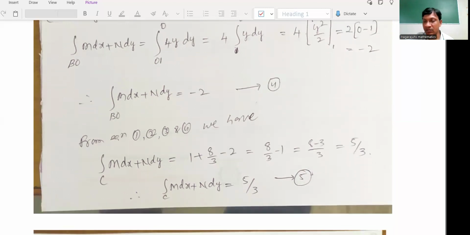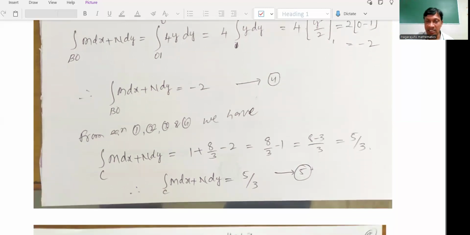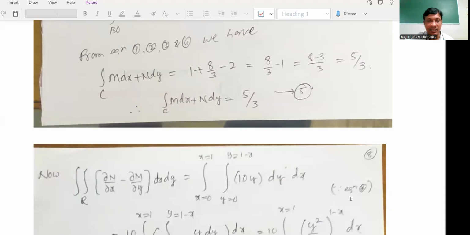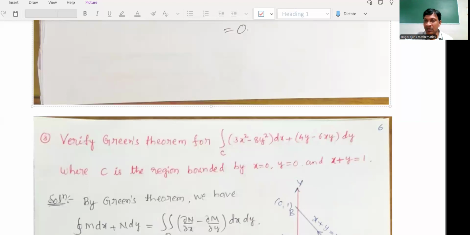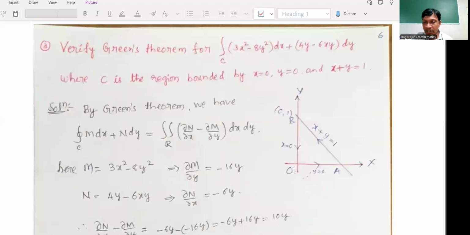So next we have to check the right side condition of the Green's theorem. Now RHS of the Green's theorem: double integral over the region R of dou N by dou x minus dou M by dou y dx dy. By observing the diagram, here you have to take x limits, x is equal to 0 to x is equal to 1. Next, in this region, y is equal to 0 is the lower curve.